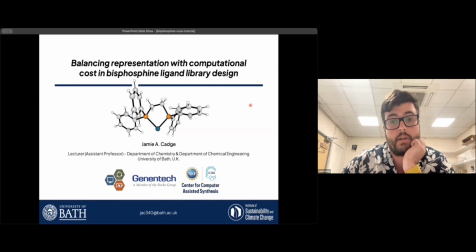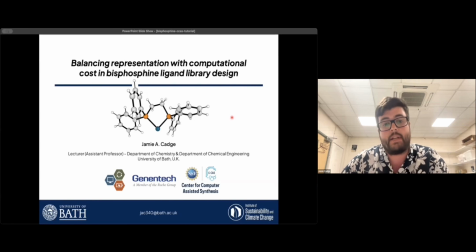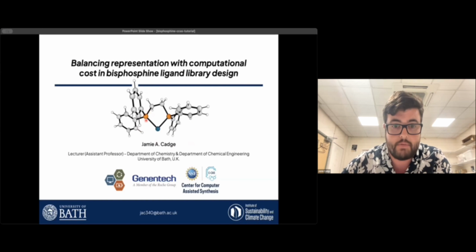our library building campaigns. And for those of you who are not terribly familiar with bisphosphine ligands, these are ligands which have two phosphorus, it's these two orange balls here. And what's really unique about it is you can change many parts of this. So you can change the backbone, which links these two phosphorus atoms around the back, or you can change the substituents, which connect to the other two bonds that phosphorus can form.